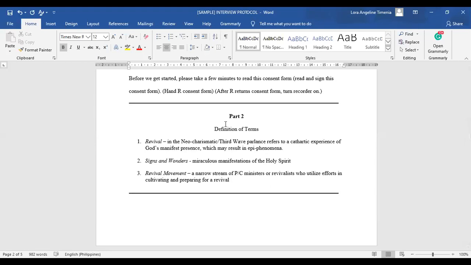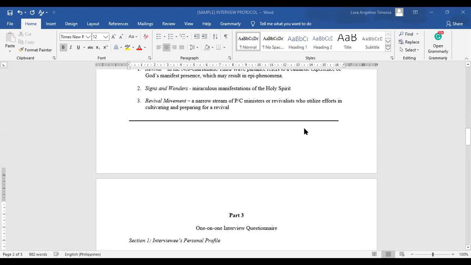So if that's the case, if you think that there are some words in your study that the respondent may not understand, write down the definition in the questionnaire.